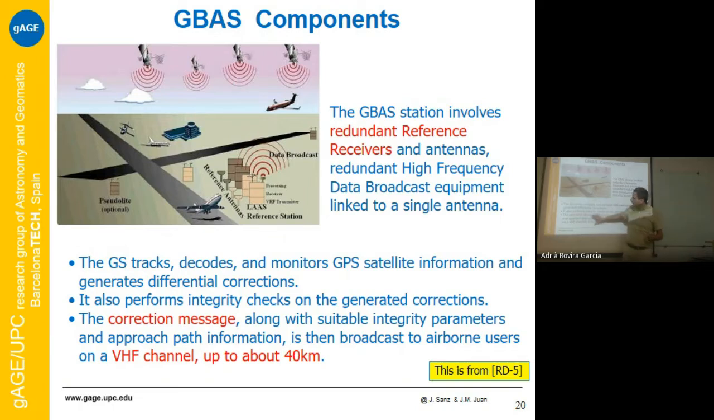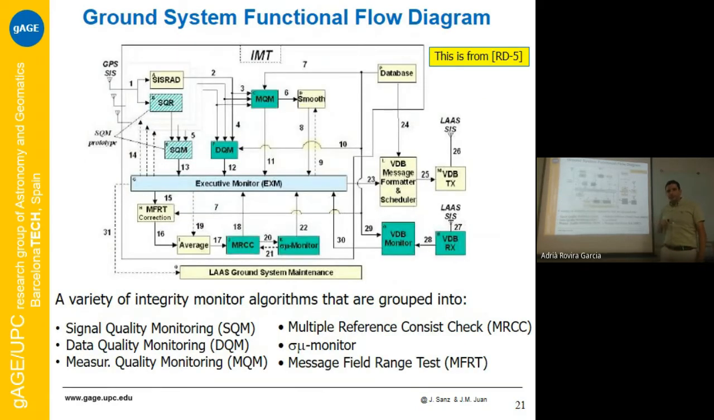And these corrections, correcting every satellite that we are observing, are broadcast by a radio link, by a VHF channel, a very high frequency radio channel, and because of the limitations of this channel, the range that we can use with the GBAS is around 40 kilometers. This is a limitation of the channel. This is how it works.